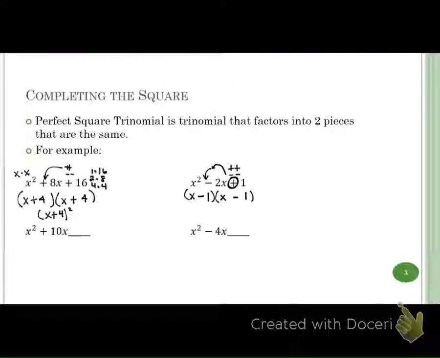So, x and x is x squared. That's -x and -x to get you -2x. Do you see that middle sign is telling you what you need? So that is x minus 1 squared.